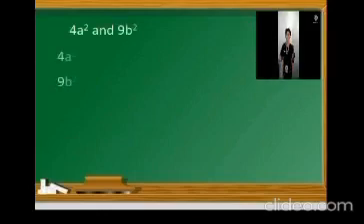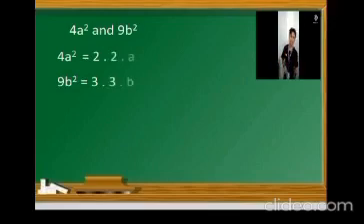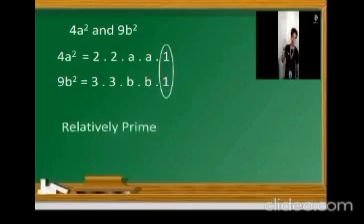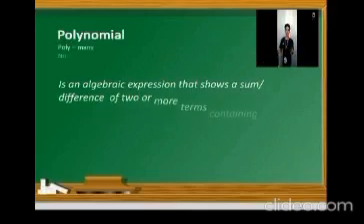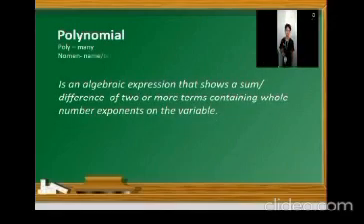Take note, there are expressions that have only one factor, just like our example. We are going to get the greatest common factor of these numbers. The result is 1, and they are called relatively prime. By the way, an expression with two or more terms is called a polynomial.